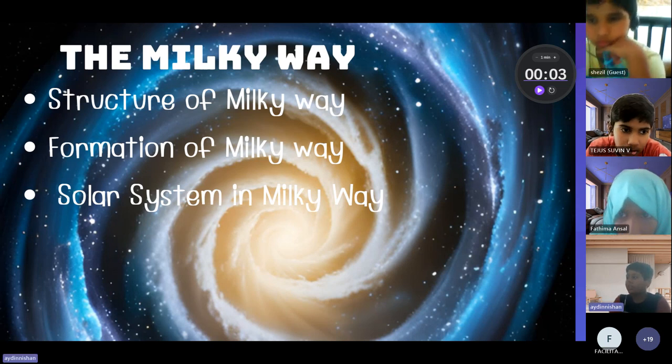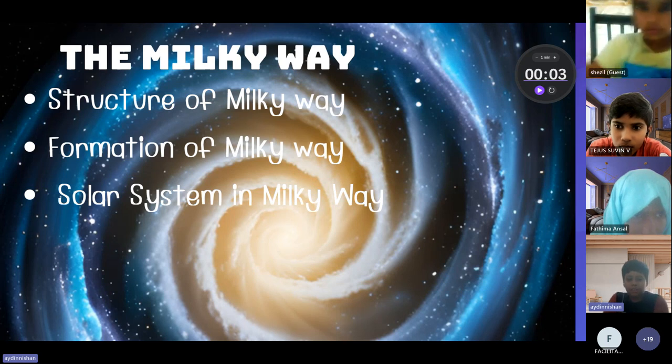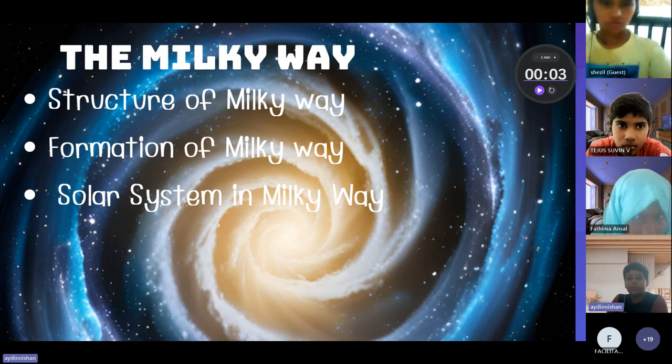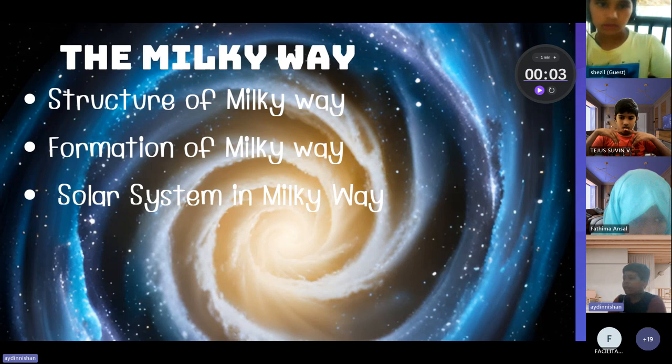I hope all of you know that the solar system is in the Milky Way. If you don't, it is in the Milky Way. The solar system is in one of those spiral arms I explained earlier. In detail, spiral arms are one of the most distinctive features of the Milky Way galaxy. They are long, like in the picture, and curved structures that extend out from the center of the galaxy and are composed of gas, dust, and stars. Like you can see little tiny dots in the picture. Those are the stars.